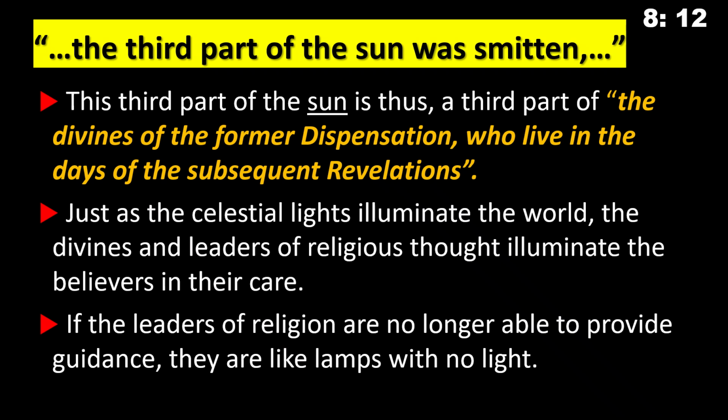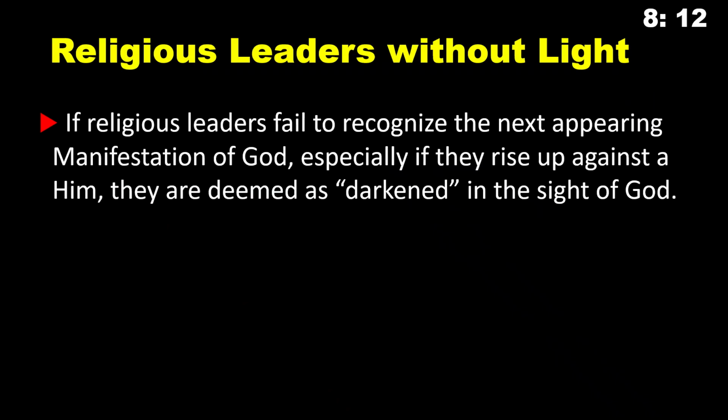Next, this phrase, the third part of the sun was smitten. This part of the sun is thus a third part of the divines of the former dispensation who live in the days of the subsequent revelation. Just as the celestial lights illumine the world, the divines and leaders of religious thought illumine the believers in their care. If the leaders of religion are no longer able to provide guidance, they are like lamps with no light. If religious leaders fail to recognize the next appearing manifestation of God, especially if they rise up against Him, they are deemed as darkened in the sight of God.